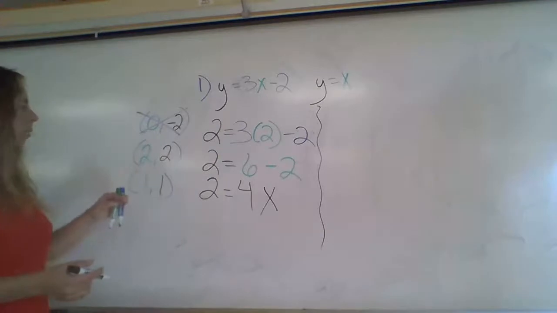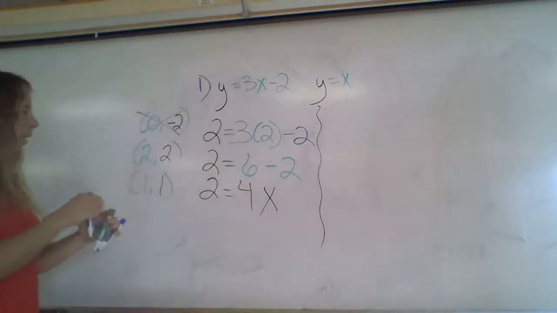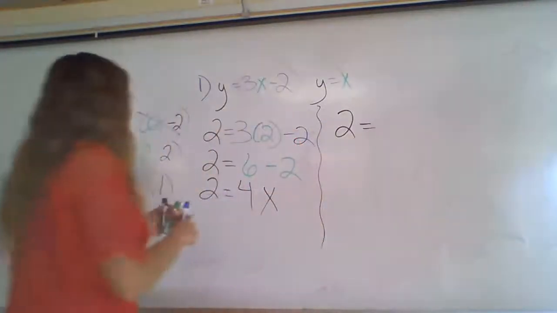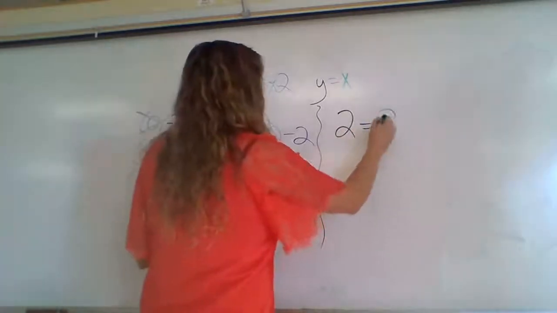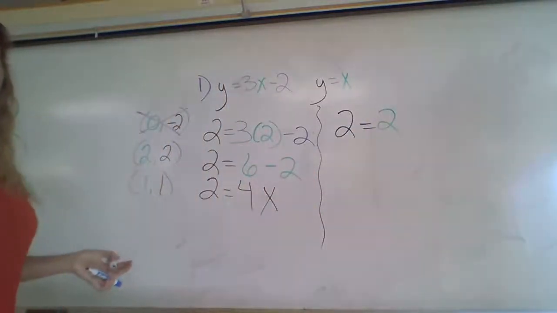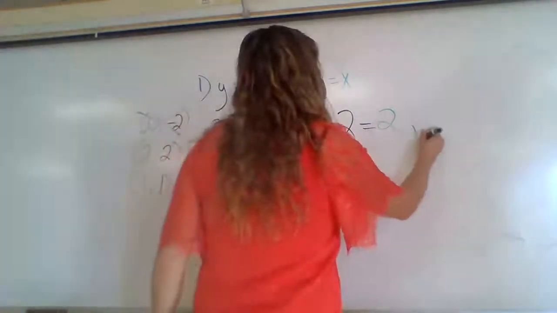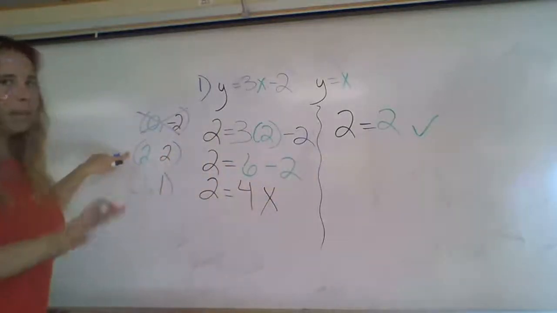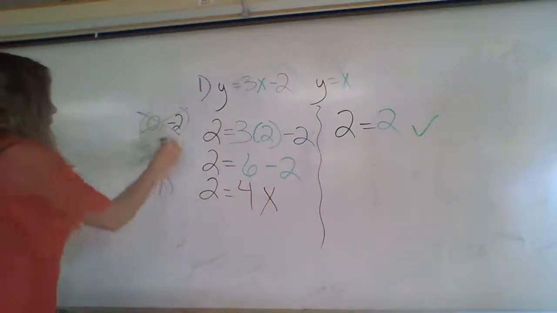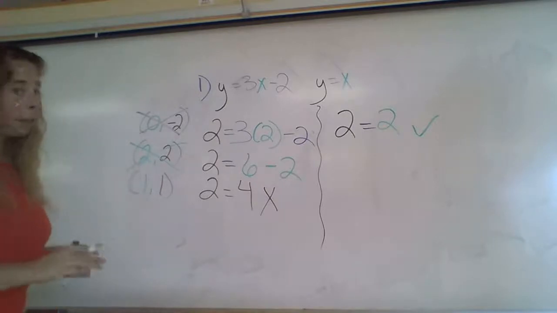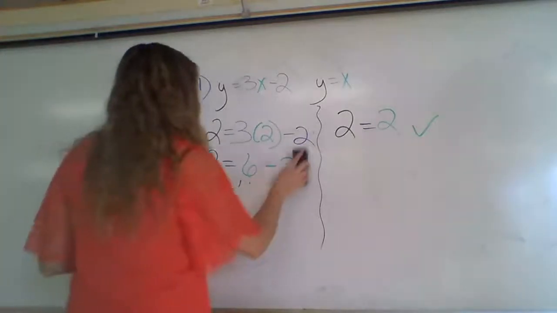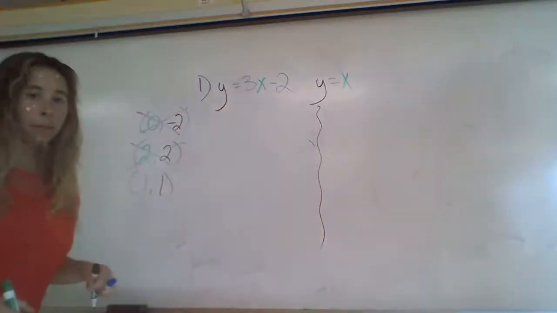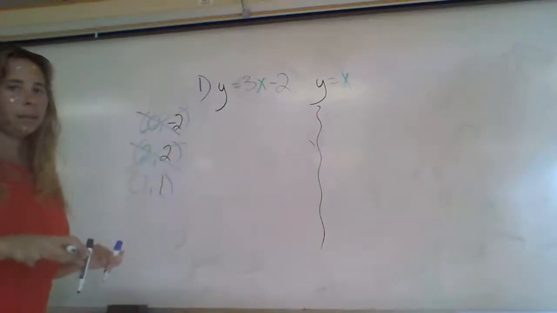But just for practice, let's substitute it into the other equation. So y is 2 and x is also 2. So is 2 equal to 2? Yes. Okay. So this point does not work here, but it works here. It has to work in both. So no. So that probably means it's the third point. So let's try the third point. Okay, try it first. So pause me and try it.